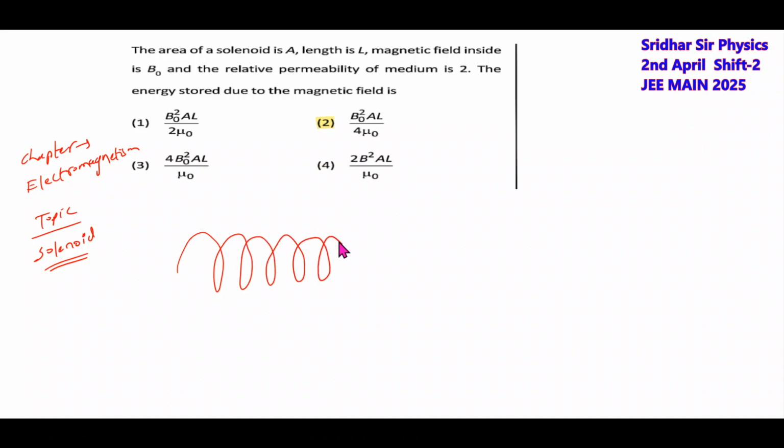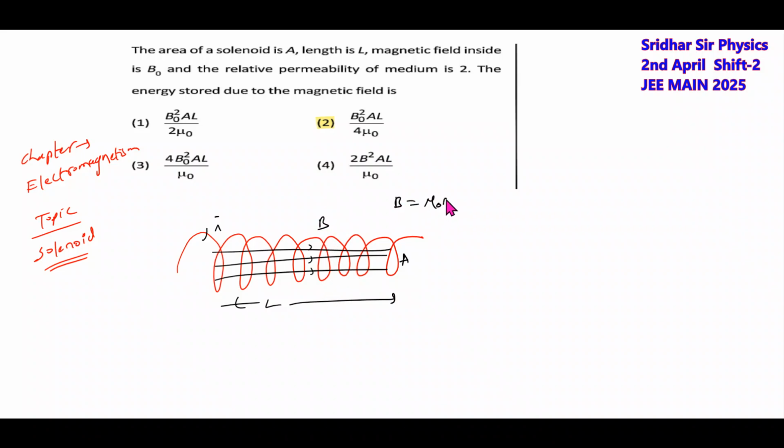Rough diagram. In the exam, you need not draw the diagram. There is a solenoid carrying current I. It will generate a magnetic field. This is having length L, area of cross section A, and it will produce magnetic field B equal to mu naught N i. Now he's asking about the energy stored due to the magnetic field. Magnetic energy is equal to energy density into volume. What is the energy density formula? B square by 2 mu naught.